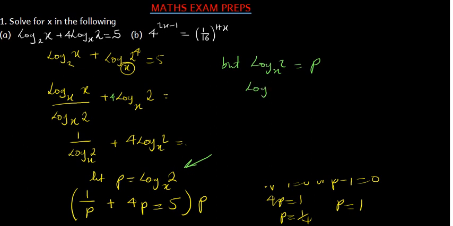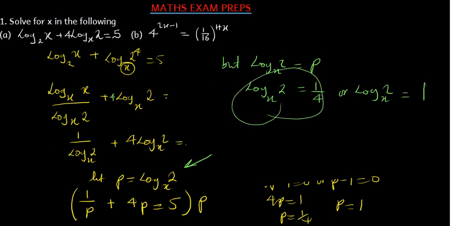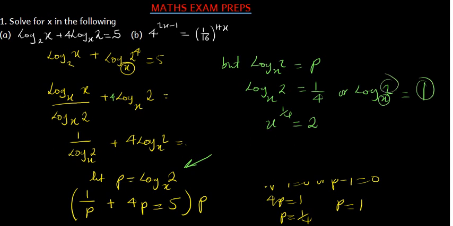The first one, log of 2 in base x is equal to, what's the first value for p? It's 1 over 4. And then or log of 2 in base x is equal to p. What's the other value for p? It is 1. We can express this in exponential form. We know that this is the base, this is the power. So this means x to the power 1 over 4 is equal to, this becomes the answer 2. And then same this one, x to the power 1 is equal to 2.